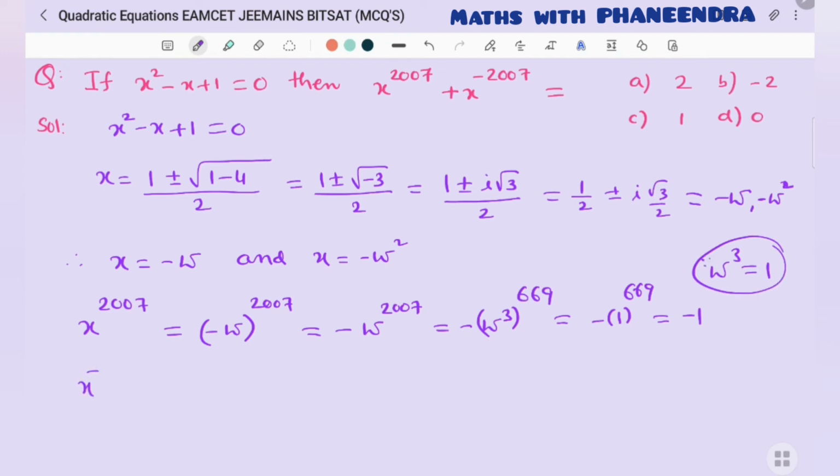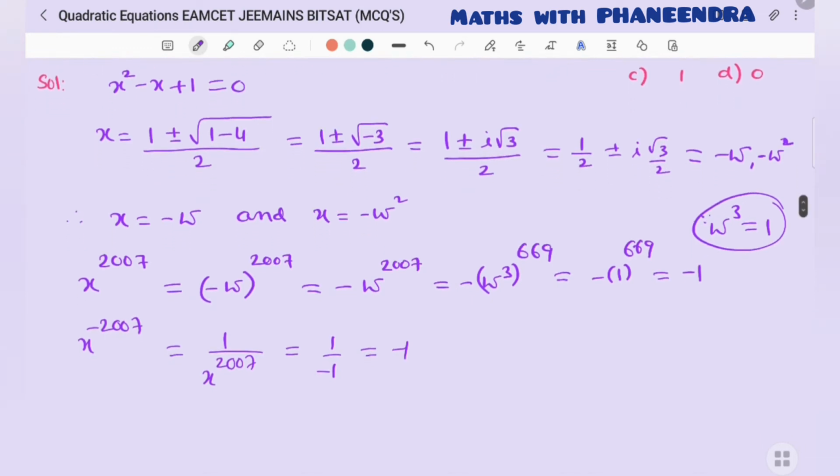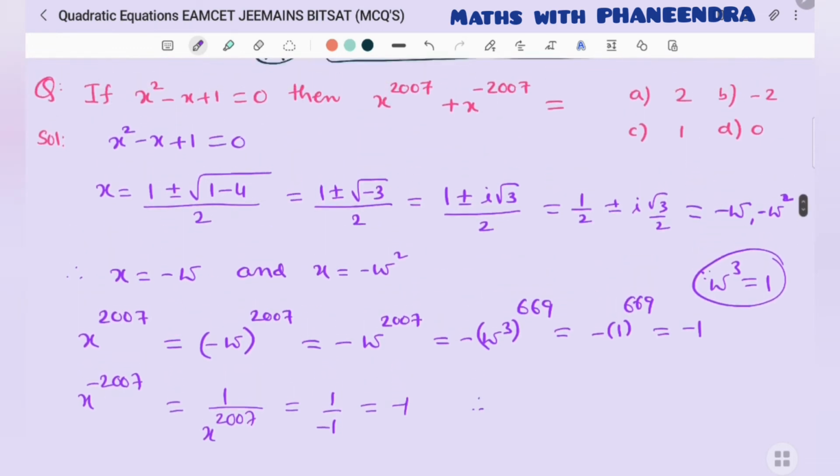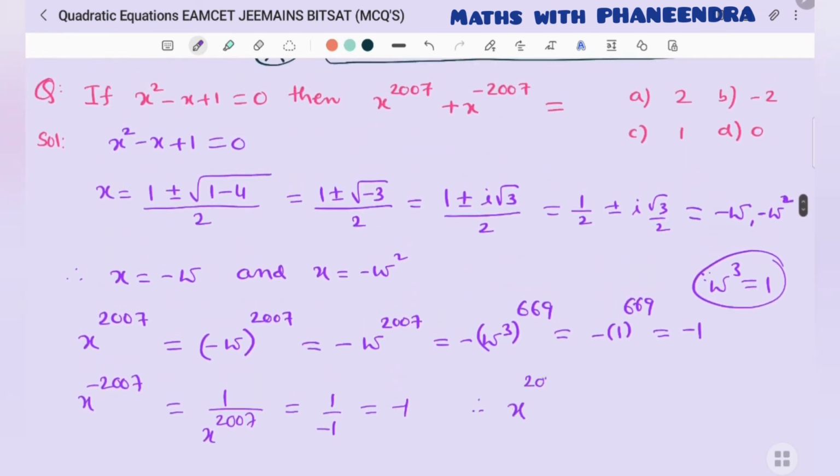So x power minus 2007 can be written as 1 by x power 2007 only, no? So 1 by minus 1 is equal to minus 1. Therefore, they are asking x power 2007 plus x power minus 2007, which is equal to minus 1 minus 1. So ultimately the answer is minus 2. So it is there in the second option, dear students. We will move on to the next question.